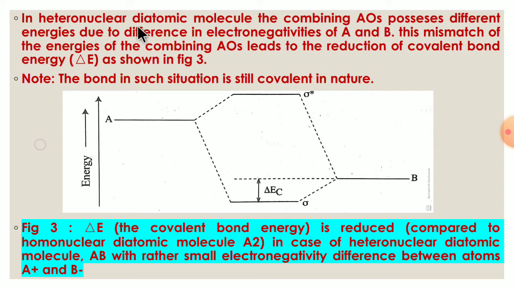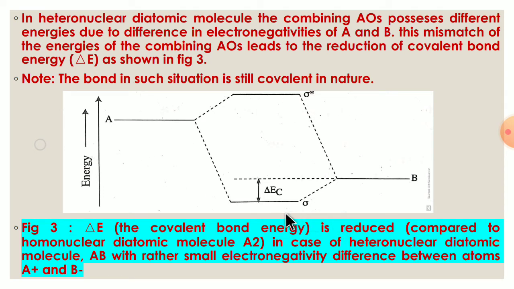In heteronuclear diatomic molecules, the combining atomic orbitals possess different energies due to the difference in electronegativities of A and B. This mismatch of the energies of the combining atomic orbitals leads to the reduction of covalent bond energy delta E as shown in figure 3. Note, the bond in such a situation is still covalent in nature.